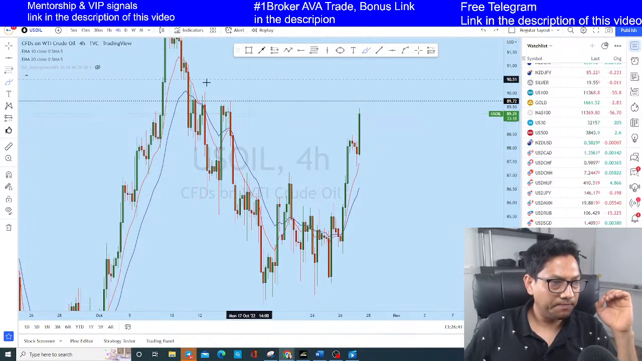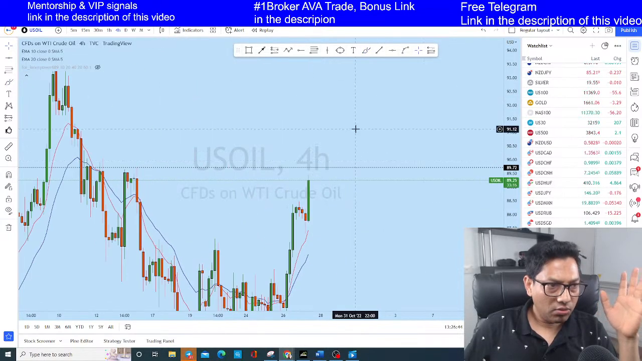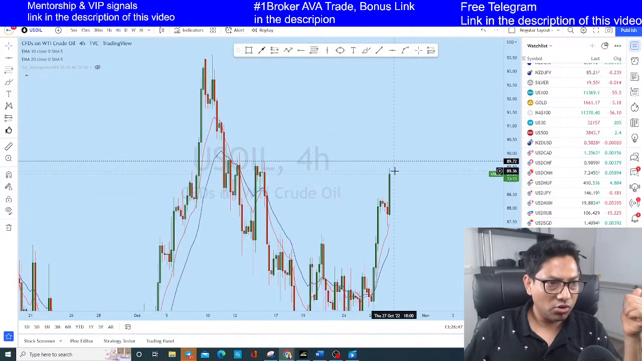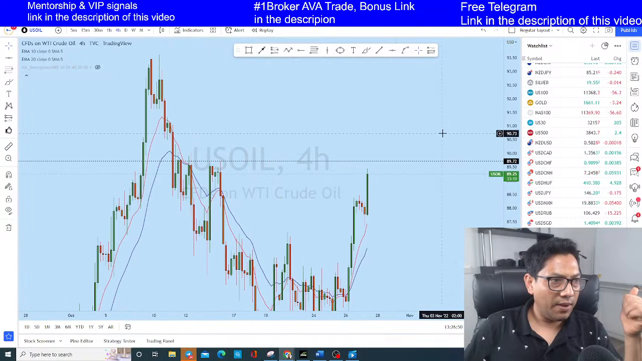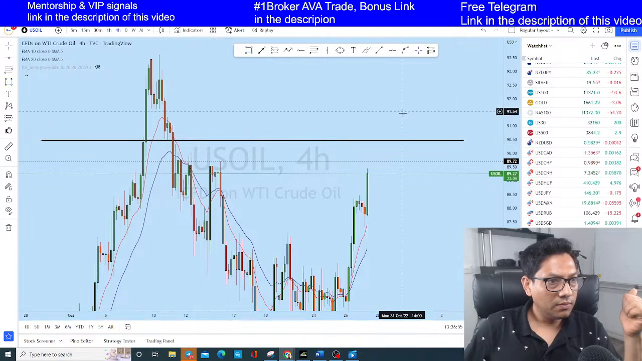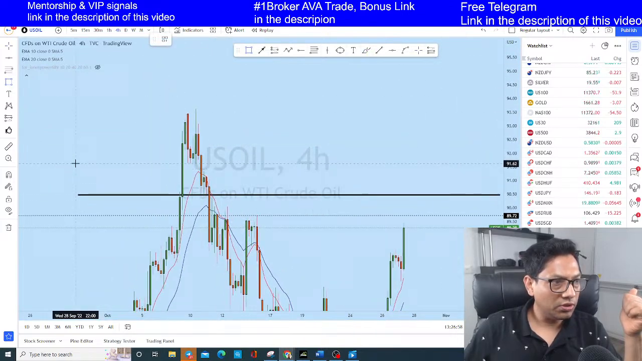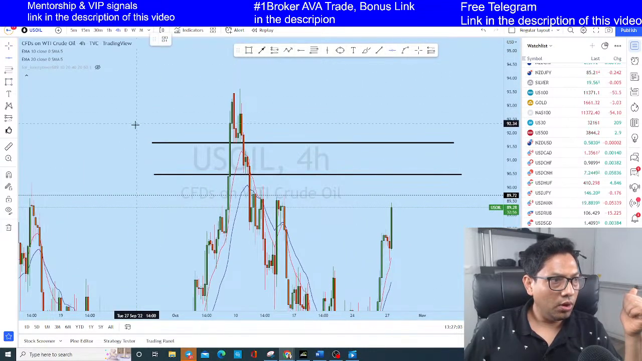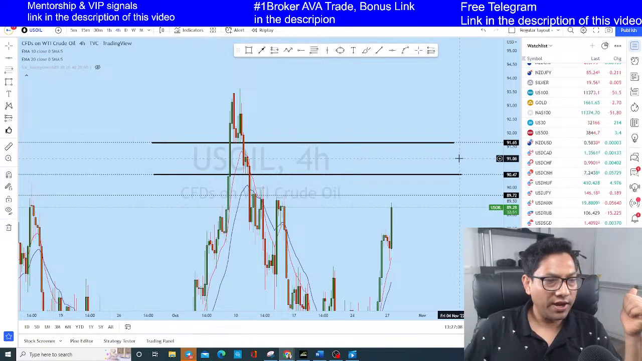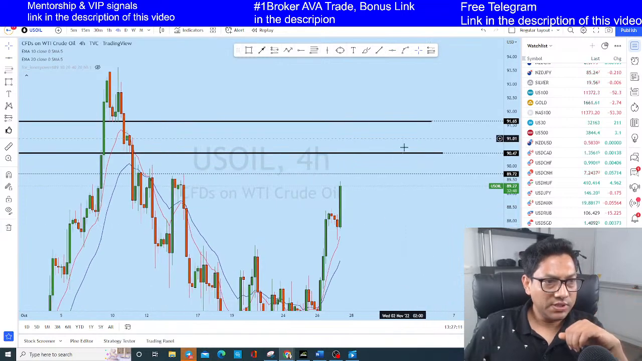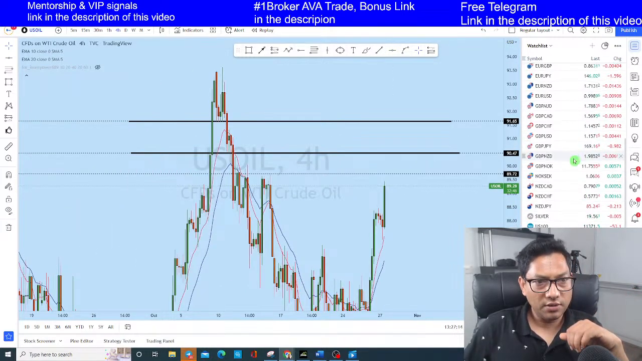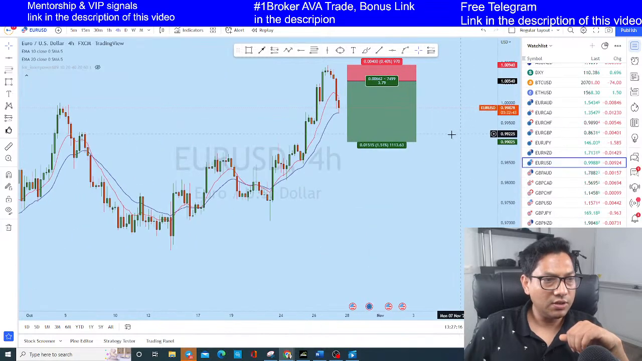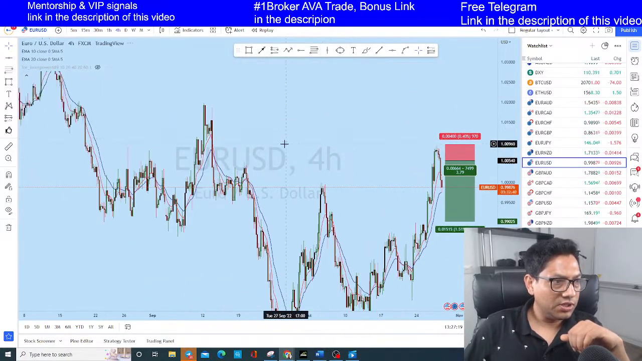But for now, trust me, I will not be buying or selling, because it's in a critical zone. What I'm expecting is US oil to come either to this resistance level or to this resistance level. Any one of these levels will make US oil overextended, and when we see a reaction from that zone, like the euro dollar, we catch this trade. On euro dollar, you can see it's running in good profit like this.